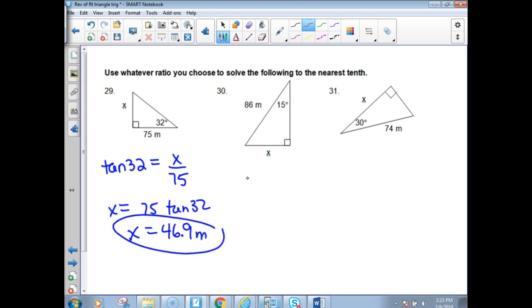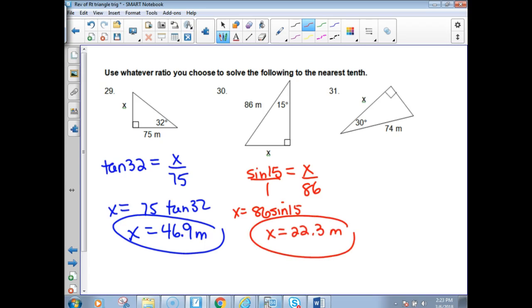Okay, someone want to set up number 30. Sine, cosine, or tangent? Sine, Ellen? Okay. Sine of, tell me what to write. Thanks. Great. Now we'll do it. So we're going to calculate 86 times the sine of 15. Want to finish that? Meters. Thank you. Okay. 31.